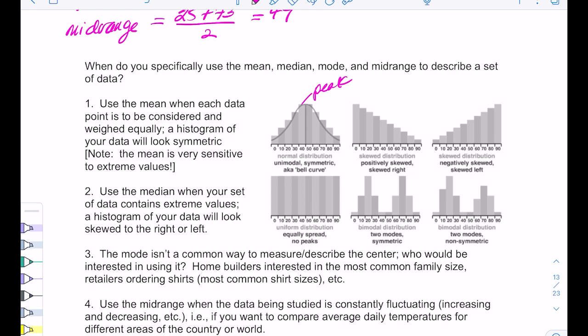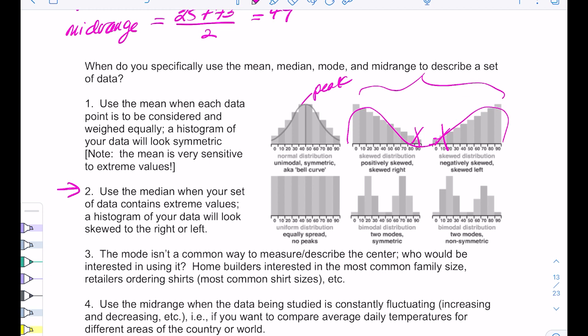If you have a data distribution that's skewed, as these two are, this one here is skewed to the right because it kind of tails off to the right. And this one here is skewed to the left because it kind of tails off to the left. Anytime it's a skewed distribution, you would want to use the median. The median is resistant to extreme values. So let me give you an example of what I mean by that.